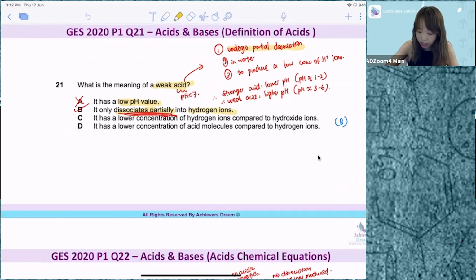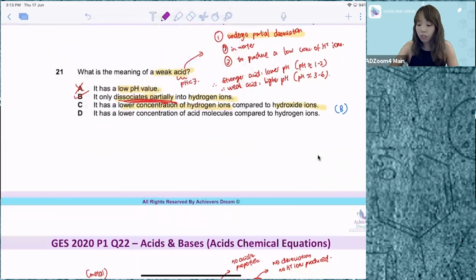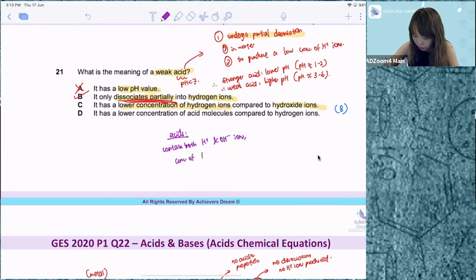Now let's say option C. It has a lower concentration of H+ ions compared to hydroxide ions. So one key misconception is that students think acids only contain H+ ions and no OH-. Okay, this one is false. Acids, they contain both H+ and OH- ions. It's just that the concentration of H+ ions is greater than that of OH- ions.